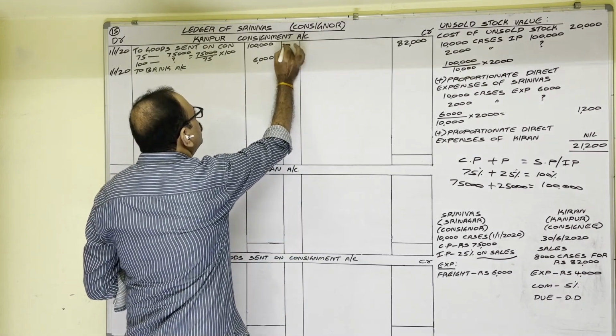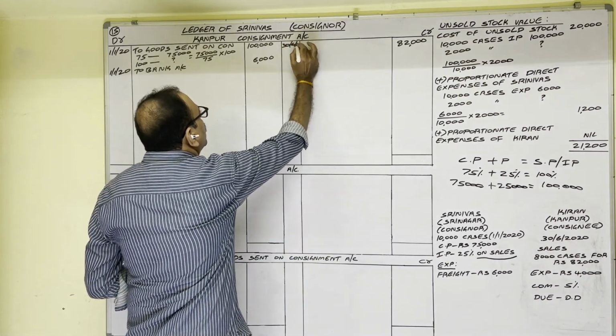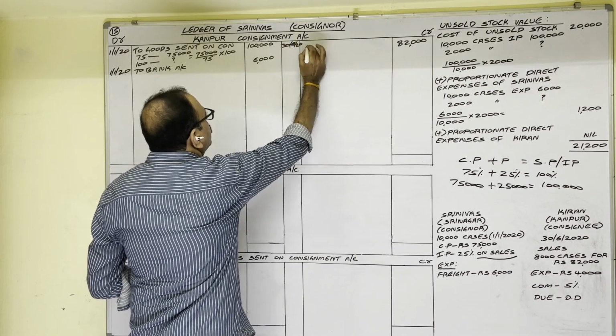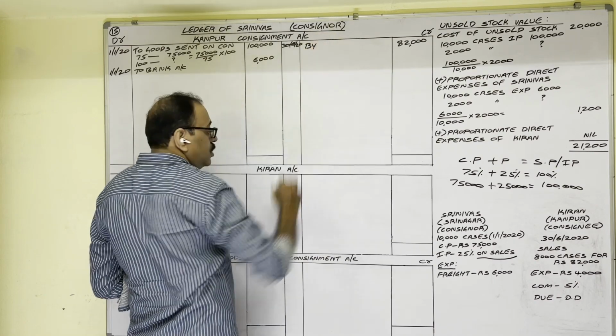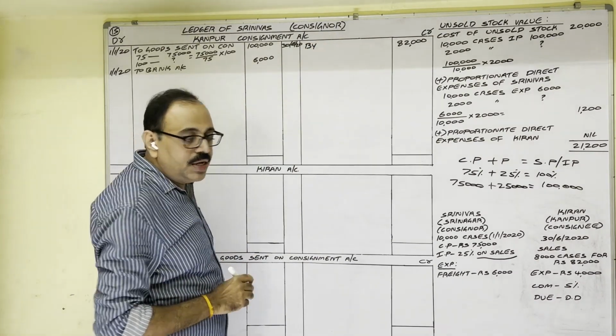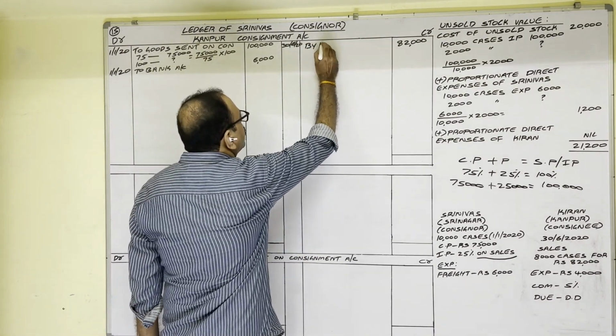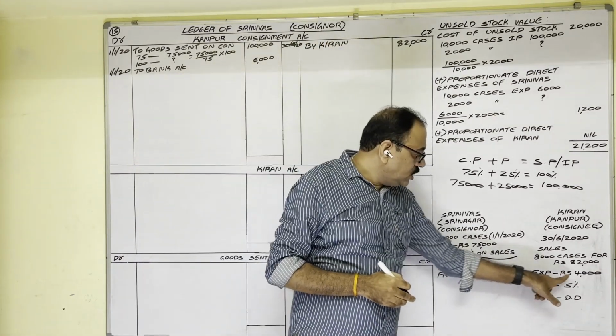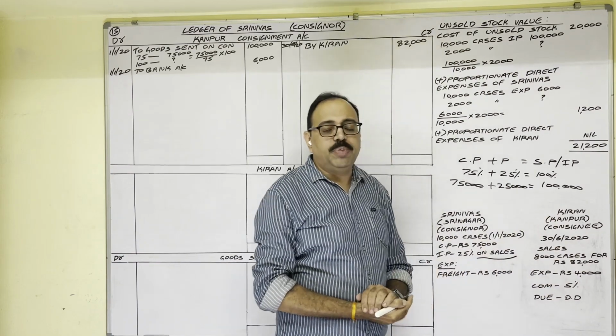30 June 2020. Nothing but after 6 months. For sales, what to write? Kiran is selling, no? Consignee. So his name we should write. By Kiran.